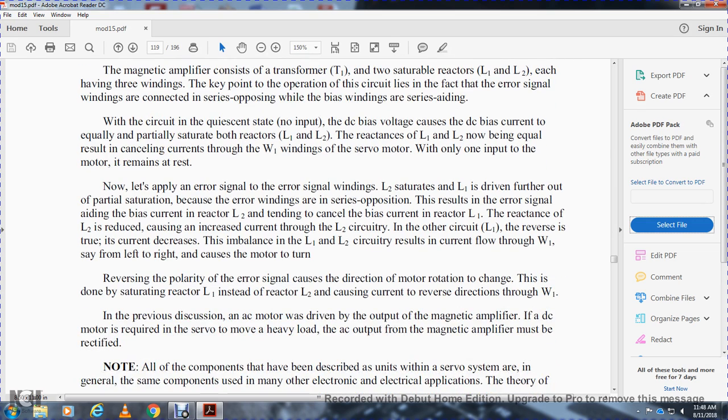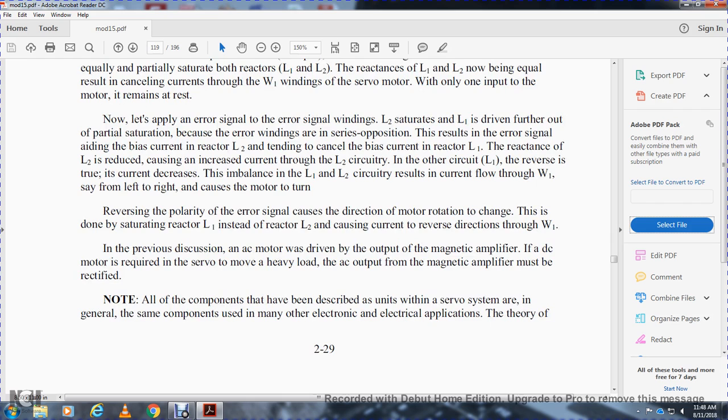Now let's apply an error signal to the winding of inductor 2 and the saturation of inductor 1, driving further the partial saturation, with the error winding in series opposition. The result is the error signal aiding the basic current of the reactor inductor 2, and opposing the basic current of reactor inductor 1. The reactance of inductor 2 reduces, causing an increase of current through inductor 2, while in the other case with inductor 1, the reverse is true, with the current decreasing. The unbalance of inductor 1 and inductor 2 circuits results in current flowing through winding 1, causing the motor to turn.